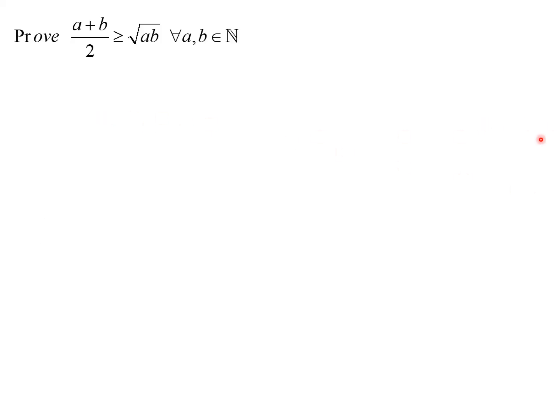So for example, if you have to prove a plus b over 2 is more than or equal to the square root of ab for all values of a and b that are elements of the natural numbers, yeah. Okay, so for example, you have to make an assumption, right? You have to make an assumption. So your assumption will always be the opposite of what the proof requires. It's called a contradiction for a reason. So you start off by contradicting the original statement.